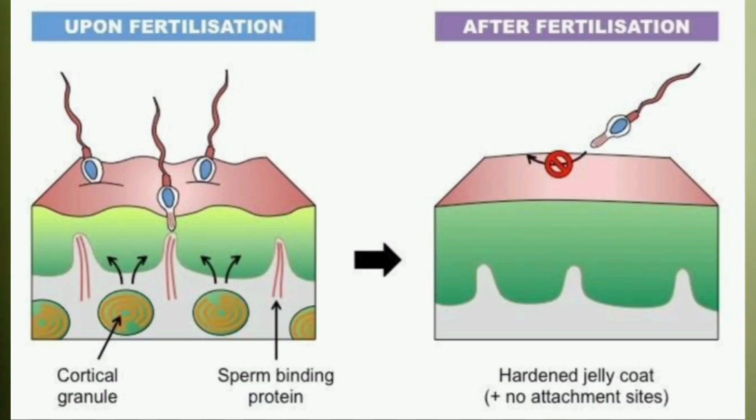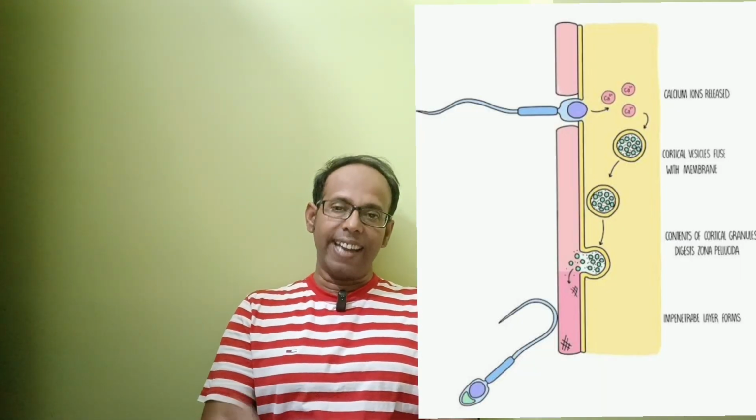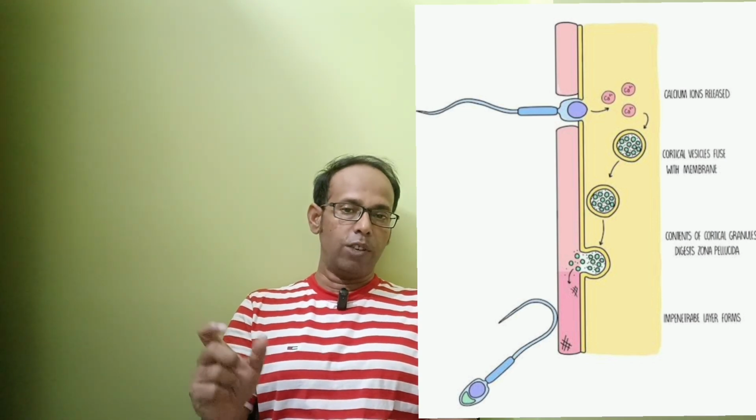Now let's look into the cortical granule reaction. In the cortical reaction, cortical granules are located beneath the plasma membrane of the secondary oocyte, between the zona pellucida and the oocyte membrane. These granules contain peroxidase and GAG. GAG means glycosaminoglycan.